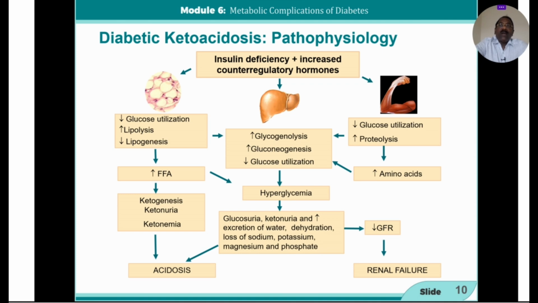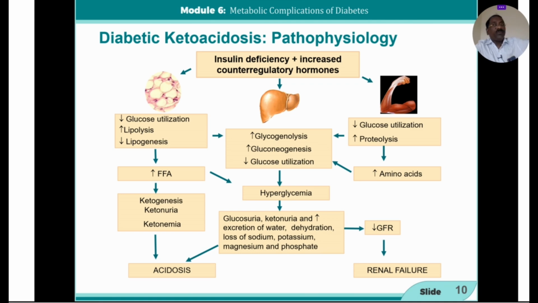What will happen when the patient is in severe hyperglycemia? You will have glucosuria. He will pass a lot of urine, so polyuria will be there, and the urine will be filled with glucose. That is glucosuria. There will be ketonuria, and increased excretion of water. There will be dehydration, and because of the dehydration there will be electrolyte imbalance, so there will be hyponatremia, hypokalemia, hypomagnesemia, etc. And these will lead to acidosis.